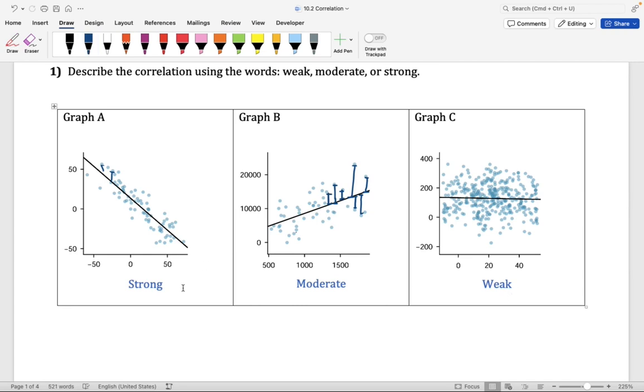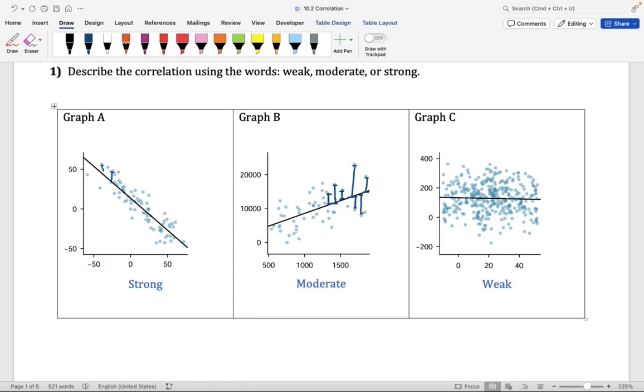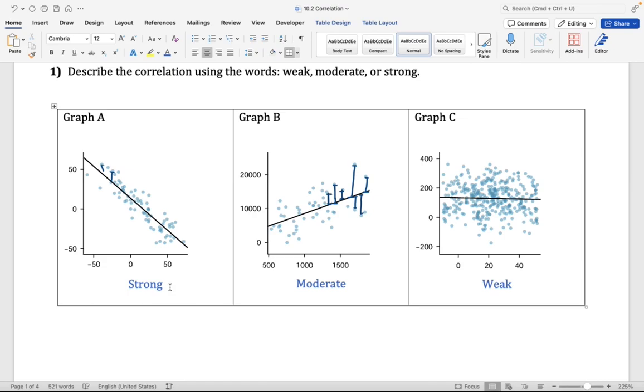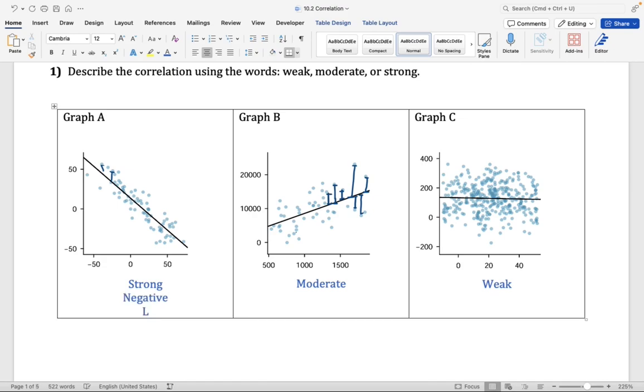Now I'm going to add to the description that we have. For the first graph, we describe the correlation as strong. Here, we're also going to take the time to describe the direction of the relationship. So for the first graph, notice as x increases, the y values decrease. We also see a line with a negative slope. So here we would say this is a strong negative linear relationship.